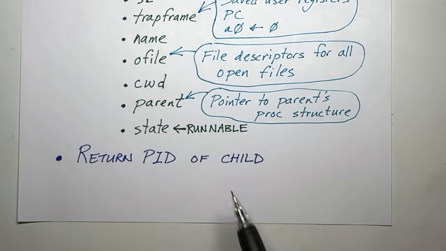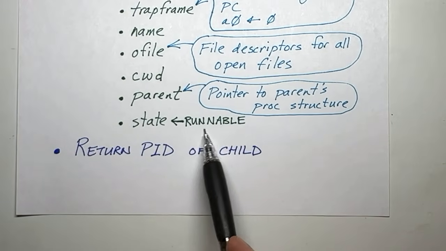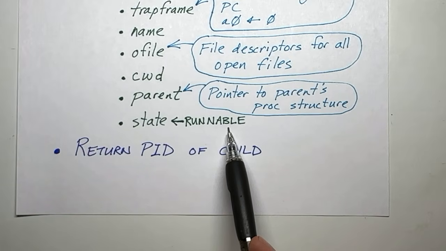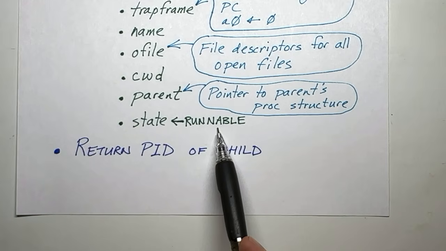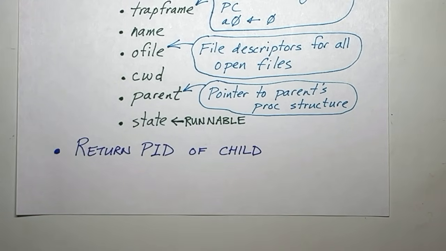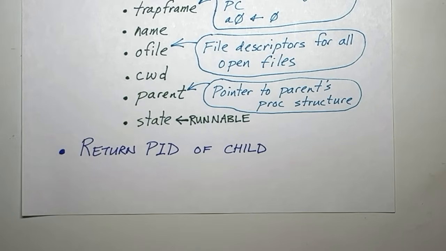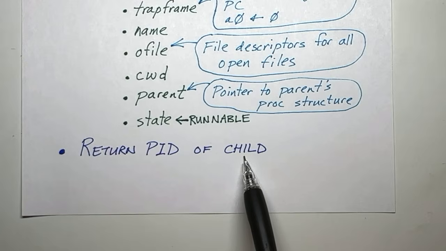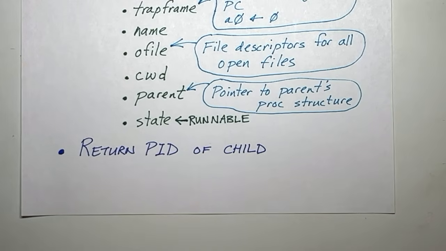And finally, we set the state of the child to runnable. At this point, we're done creating the child process. It's now a normal, runnable process, and it will be given a time slice whenever the scheduler comes to it. After this, the system call is complete. It ends by returning the process ID of the process that just got created.